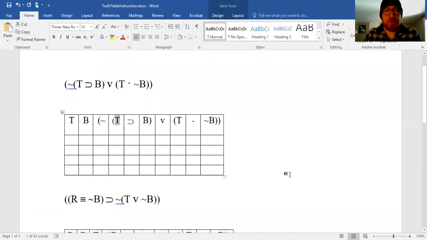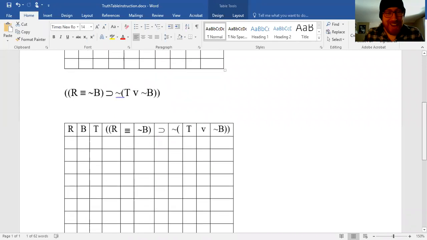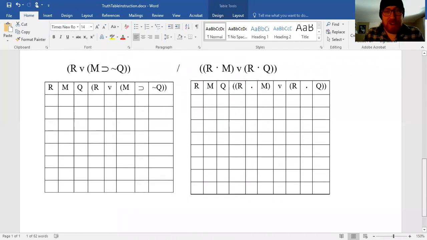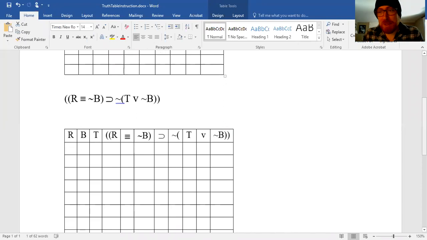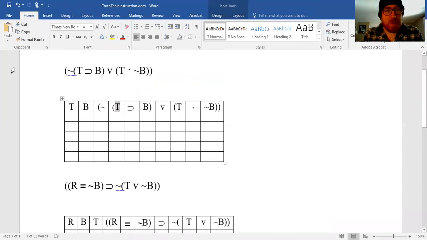Now, doing truth tables in Microsoft Word is incredibly infuriating, so I cussed a lot making these tables. But I tried to get them to match up as best as I could here. Okay, so let's start here with this formula. So this says either it's not the case that T only if B, or T and not B.